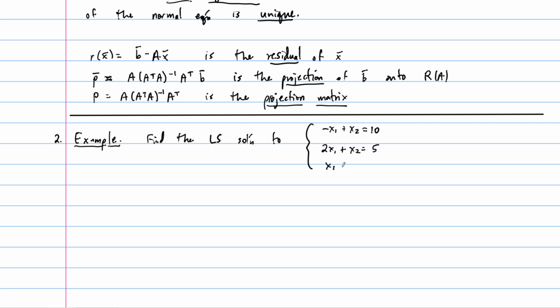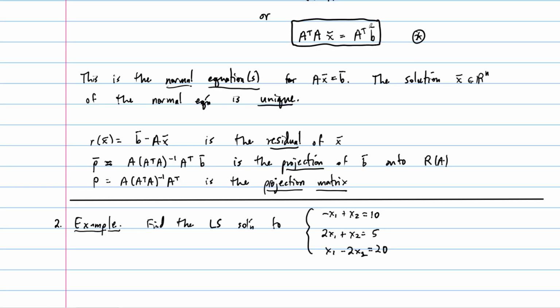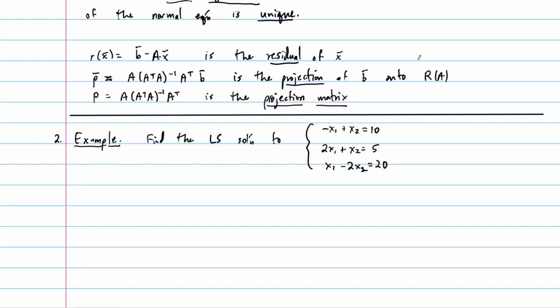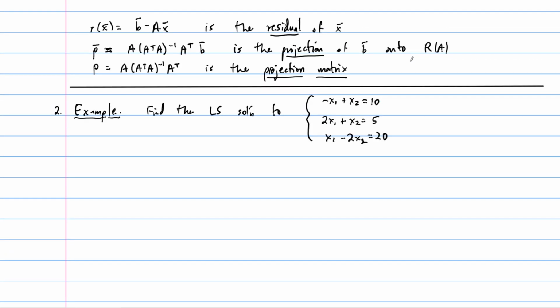The third equation here is x1 minus 2x2 equals 20. The second equation was 2x1 plus x2 equals 5. So here are your 3 equations, 2 unknowns. What I'd like you to do is take a moment, write the system out in matrix form, and then by finding A transpose, turn this into its normal equations, and then solve the normal equations to get x. Take a moment to work on this one, and when you come back, we'll do it together.